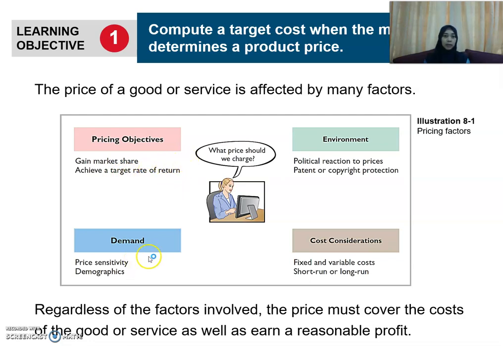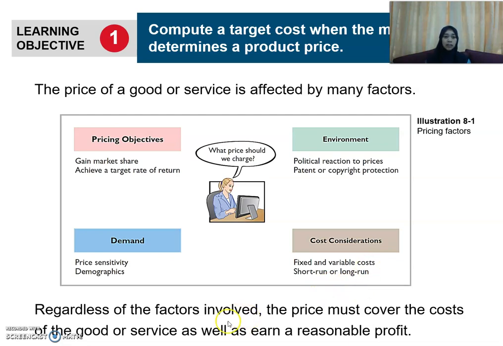And then what about the demand? There could be price sensitivity, the demographics. What happens if there is a huge supply, more supply than demand? Then the price could go down. What if there is a huge demand for that particular product? Then the price will go up. And what about the cost considerations, fixed and variable costs, the short run or the long run? So actually there are a lot of factors that can affect the price.